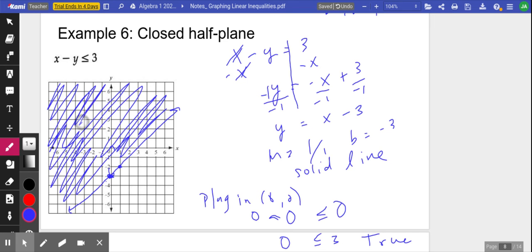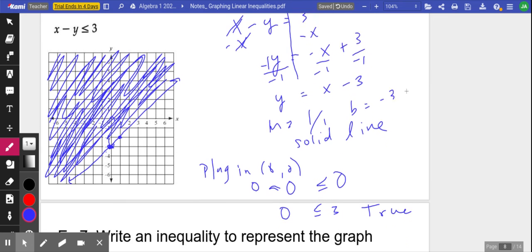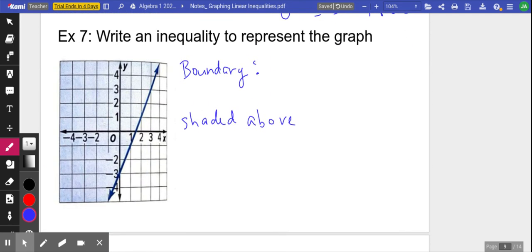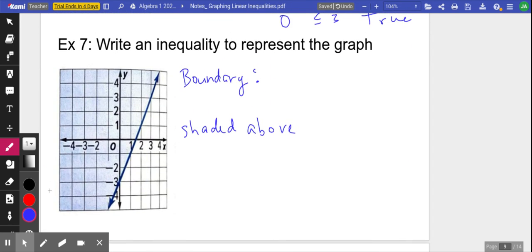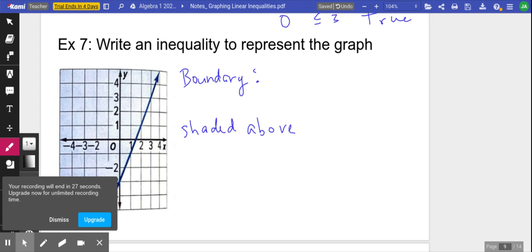Since this shading represents all possible solutions, I know that if I chose any point on this side, it would be a solution. All right, so then if you're given a graph, you can also write the inequality from it. I'm running out of time, so I'm going to make a new video for these last few examples.